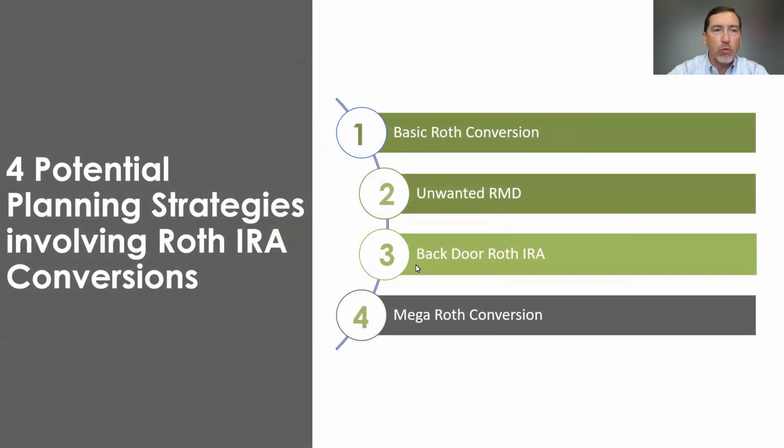So we're going to talk about 4 potential planning strategies involving the Roth IRA conversion. The first is your basic Roth conversion. The second is an unwanted RMD, which we've talked about a little bit. And the last 2 are a little more complex, and we're going to get into them in more detail, which is your backdoor Roth IRA and your Mega Roth conversion.